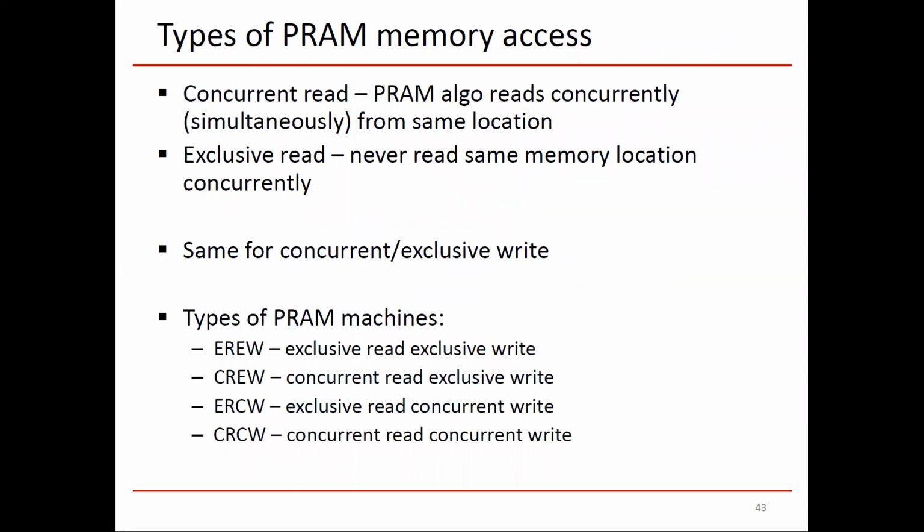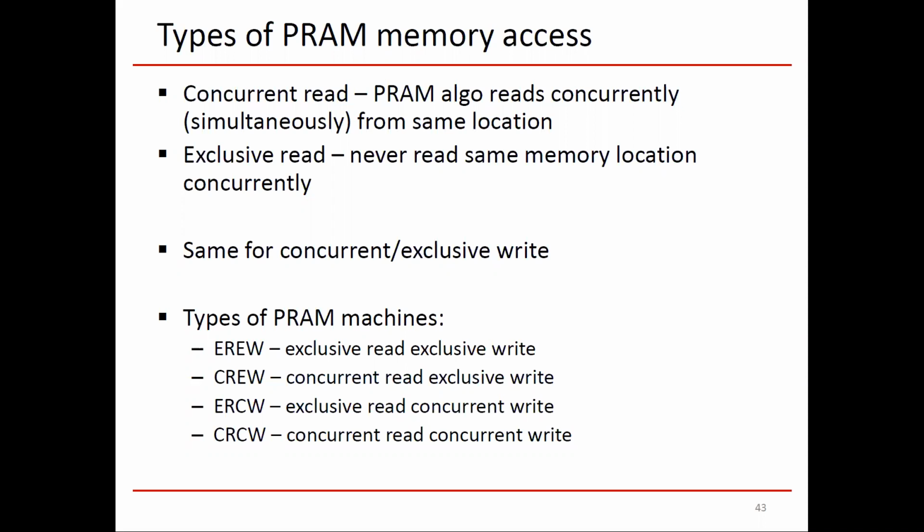Another type of assumption relates to the flavors of different types of memory access. A concurrent read means that the PRAM algorithm can read simultaneously, with different processors reading from the same location. You could have 1,000 cores, and it's not necessarily that all 1,000 will read from the same place, but maybe 10 of them will read from location 1, another 20 will read from location 13, and so on. You can imagine that supporting this in hardware is complicated. On the other hand, an exclusive read means that you never read from the same memory location with more than one processor, and that may be simpler to implement.